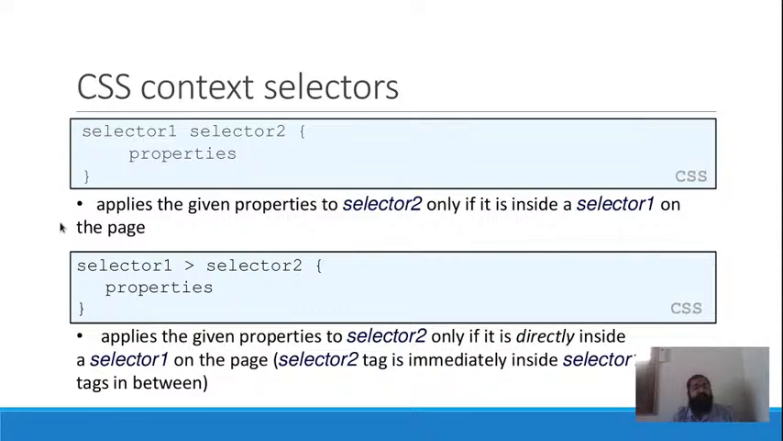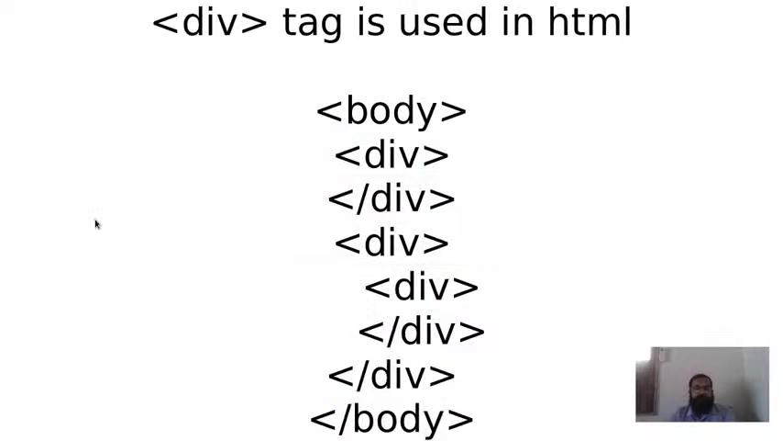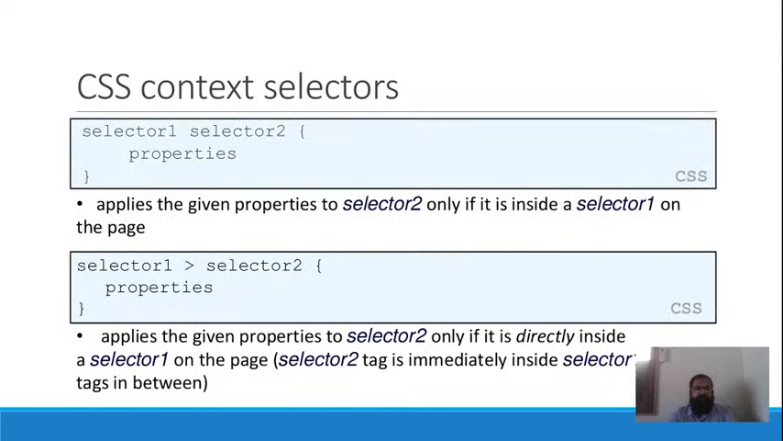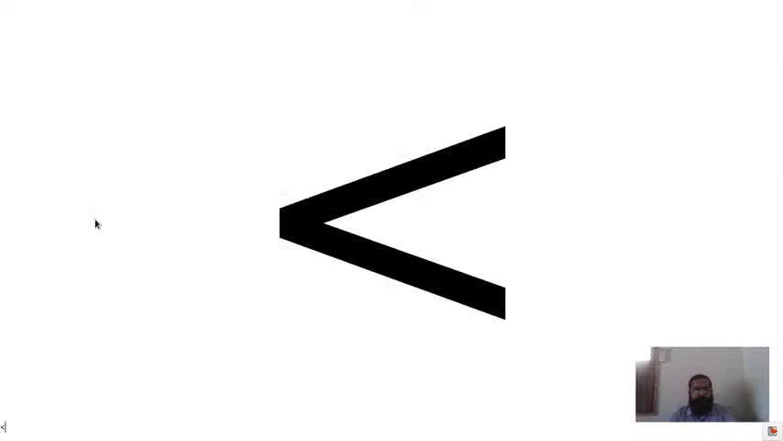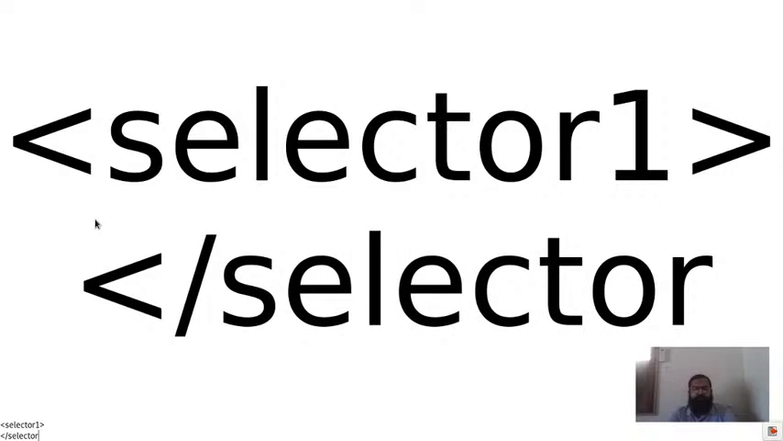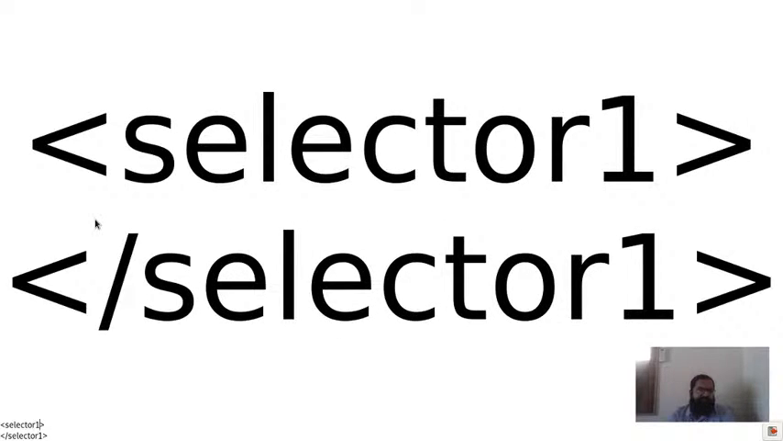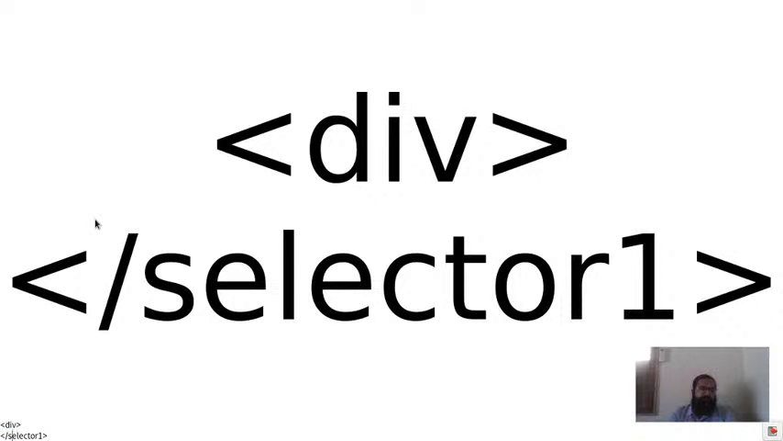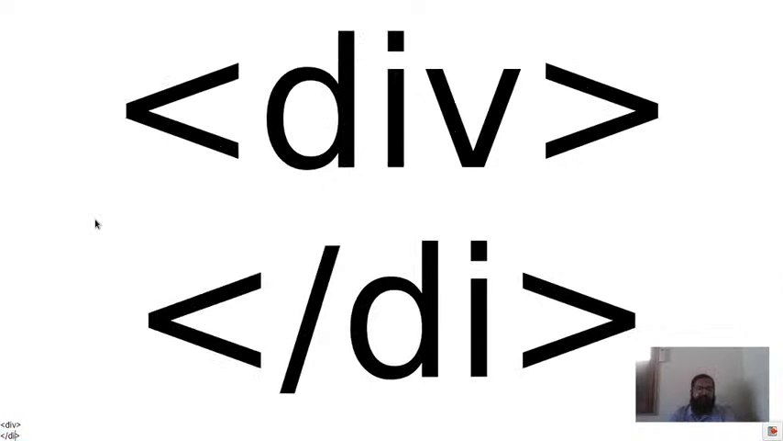So if you have, let us say, selector 1, okay, so I'm saying that this is let's say div and div. Okay, that's the first selector.